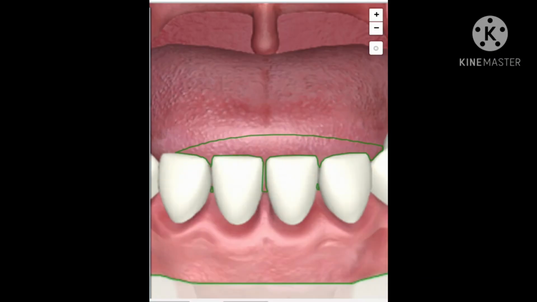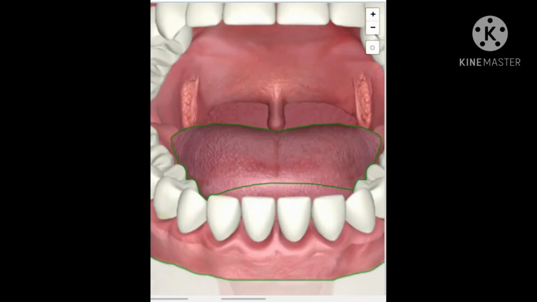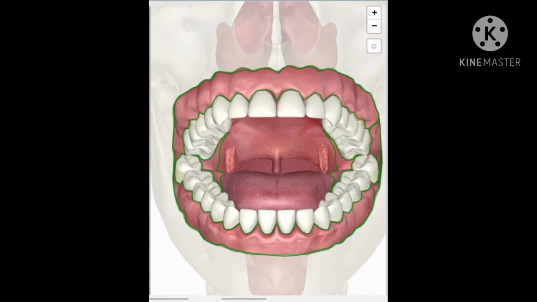Apex of tongue. The most distal or tip of the tongue is known as the apex of the tongue. Body of tongue. The portion between the tip and the base is called the body of the tongue. Gingiva. Gingiva is also called the gums. These are the soft tissues that cover and protect the root of the teeth.